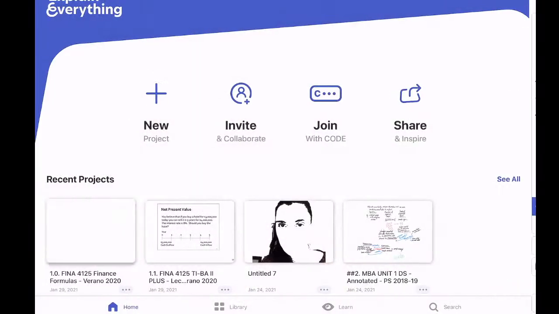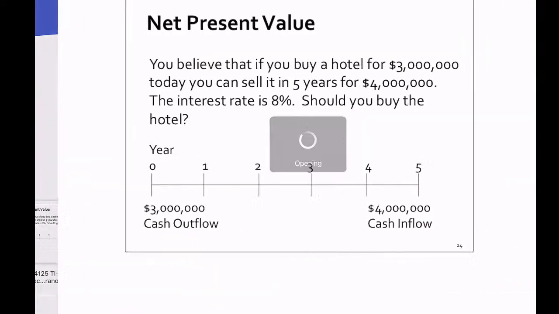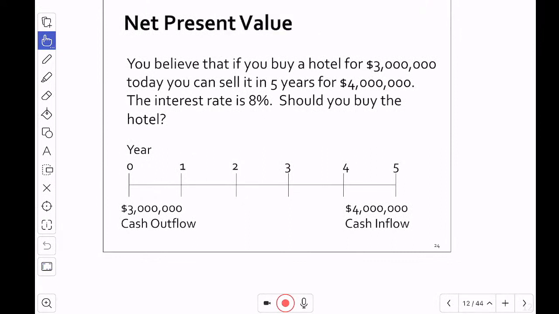So what's going on? Let's go back to, so here's a story that motivates net present value. You believe if you buy a hotel for $3 million today, you can sell it in 5 years for $4 million. The prevailing interest rate is 8%. So that means that there are people willing to loan you money, right? If you pay them the price of 8% per dollar borrowed.